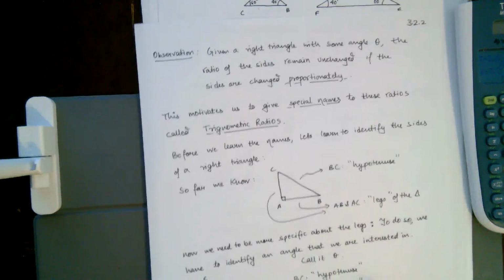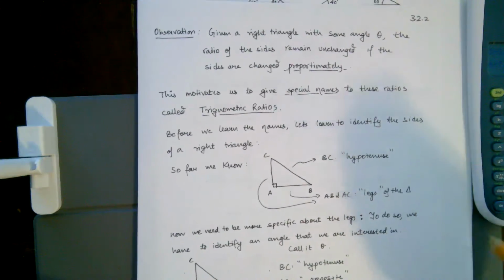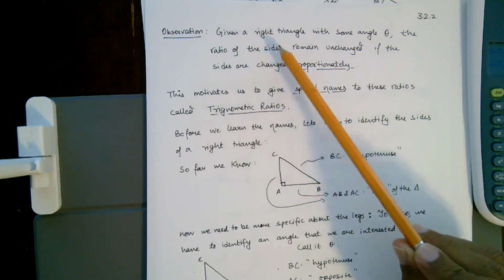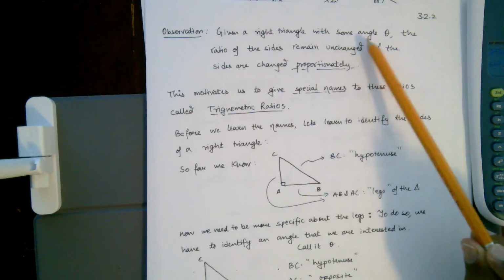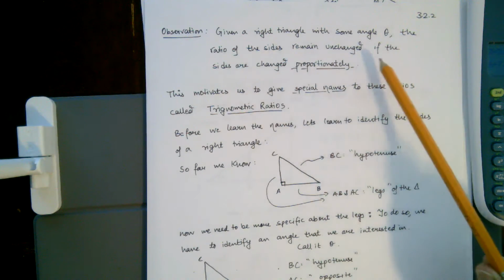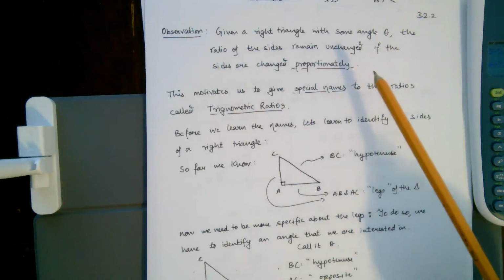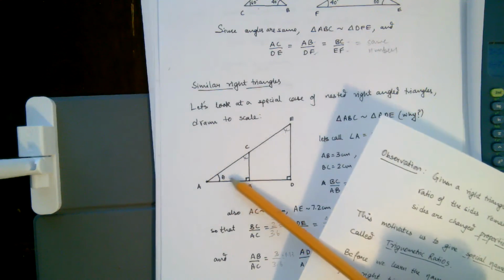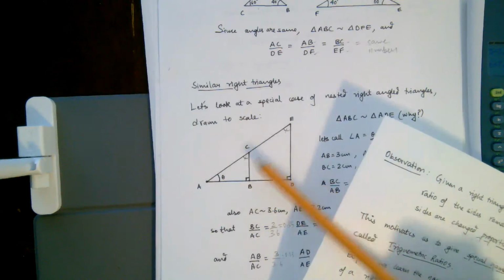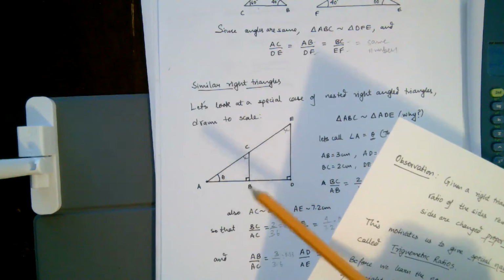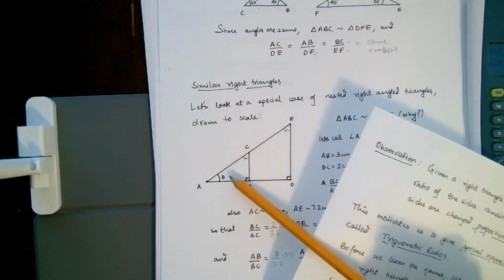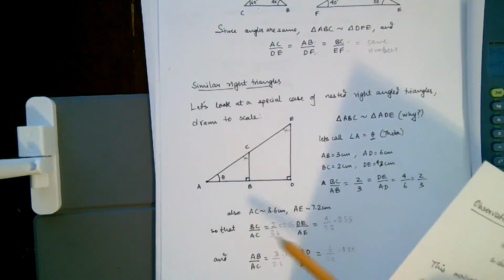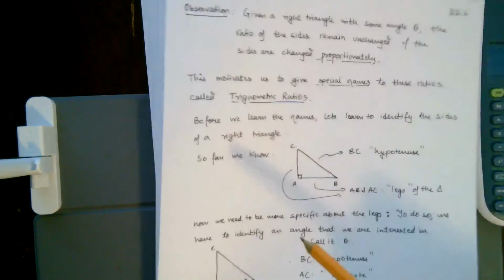Okay, so here's some additional observation from the calculation and construction we just did. If you have a right triangle with the same angle theta, the ratio of the sides remain unchanged if the sides are changed proportionately. What does that mean? Look at this theta here and the two triangles ABC and ADE. They are two triangles with different side lengths but the same angle theta, and when you have that, the ratio of the sides of the triangle remain the same.